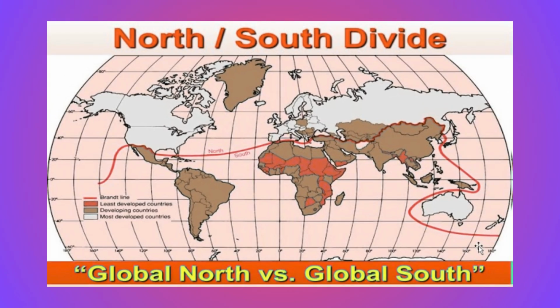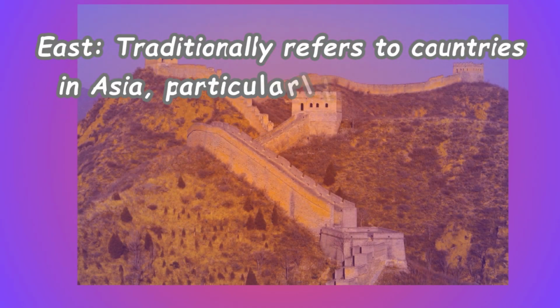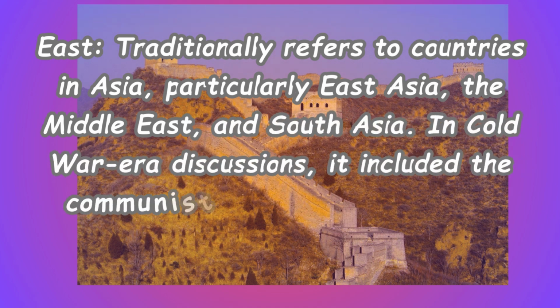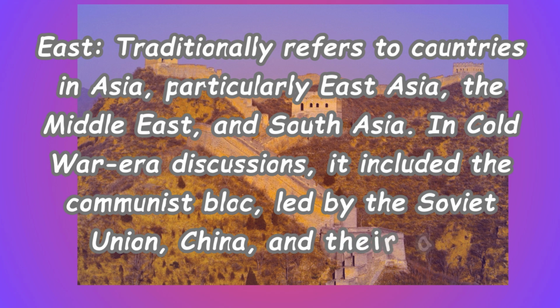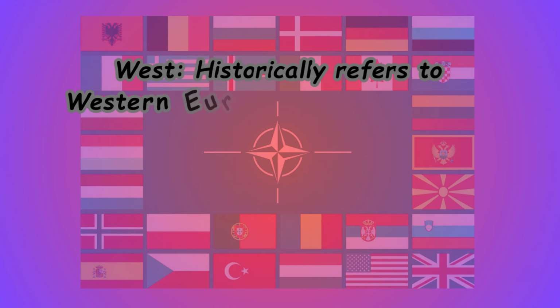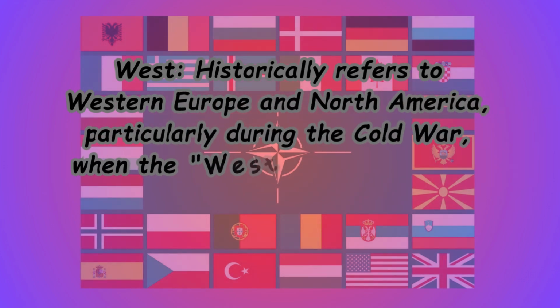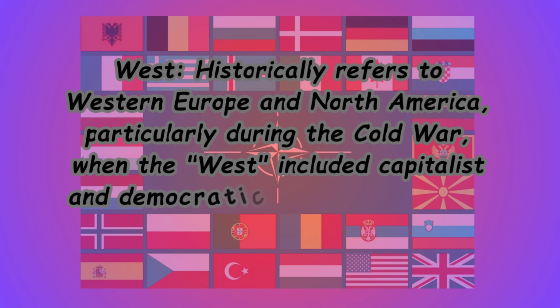East and West. In IR, the term East traditionally refers to countries in Asia, including East Asia, the Middle East, and South Asia. During the Cold War, it also referred to the communist bloc led by the Soviet Union, China, and their allies. The West, by contrast, includes Western Europe and North America, especially during the Cold War, when the West represented capitalist democracies led by the United States and its NATO allies.